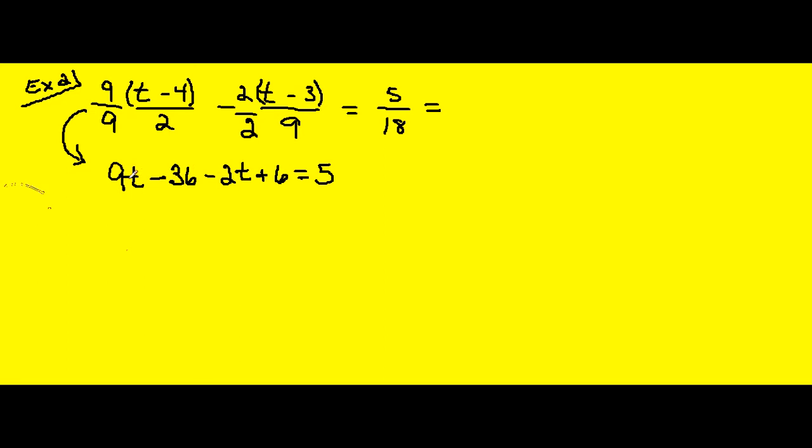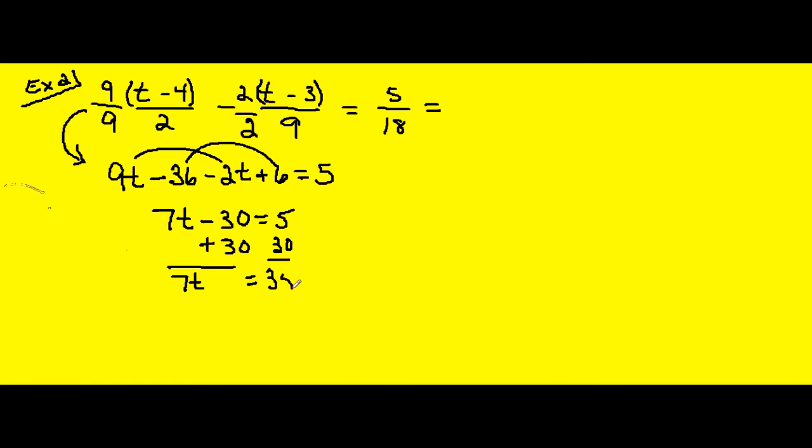So I'll combine my like terms, and what have I got? 9t minus 2t. That's these two like terms only. That gives me 7t. And then the negative 36 plus 6, which is negative 30. That equals 5. Okay, add 30 to both sides. 7t equals 35. Divide both sides by 7, and t is going to end up giving me 5.